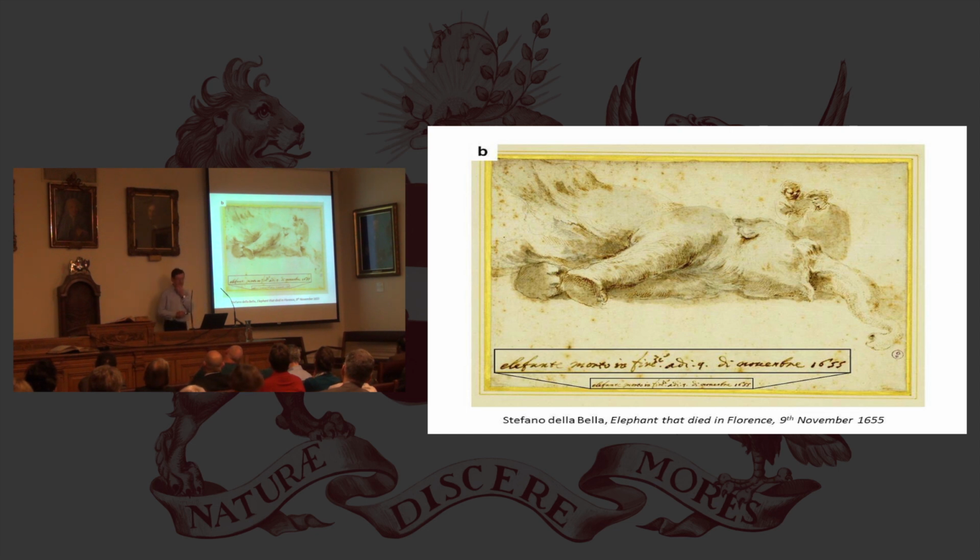As a further link, this pen and ink drawing was made in 1655 of an elephant that died in Florence on the 9th of November 1655, and this is almost certainly the elephant that became the skeleton.